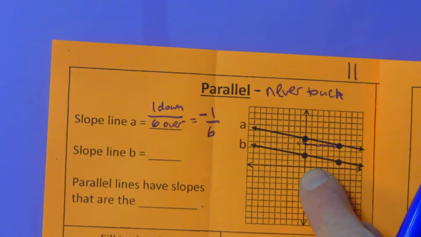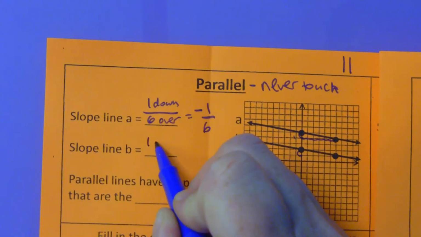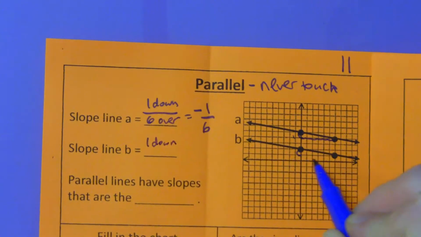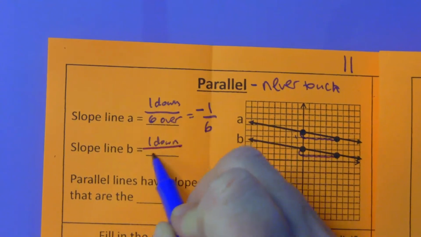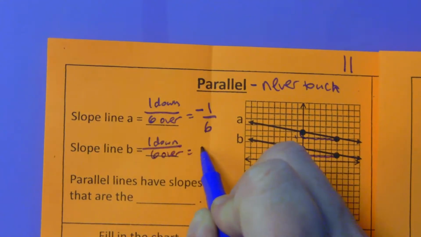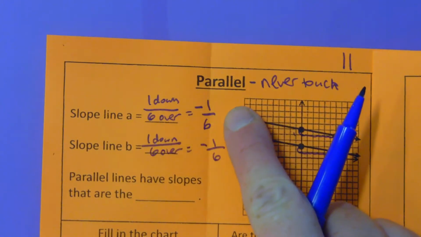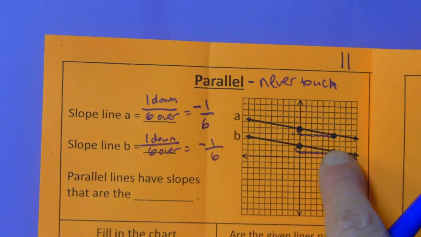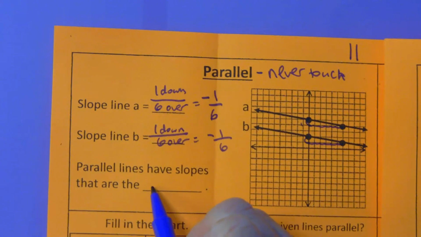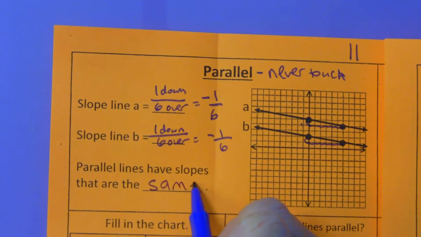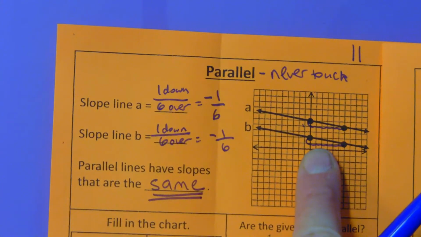And then for line B, we're going to do the same thing. So down 1. And then 1, 2, 3, 4, 5, 6 over, which is negative 1/6. And so since these slopes are the same, we know they're parallel. So parallel lines have slopes that are the same. Okay, so slopes are the same, they're parallel lines.